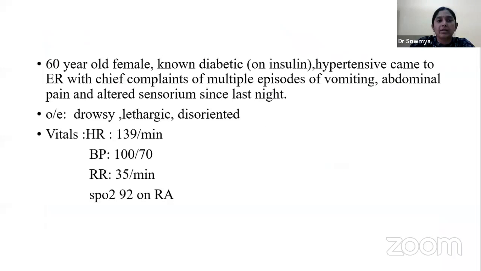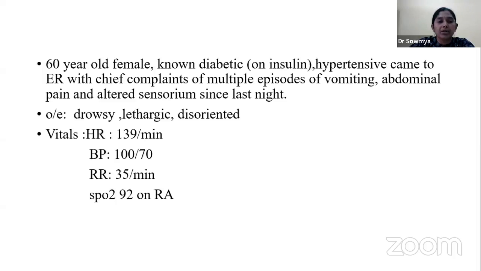So first we'll start with the case presentation. The case is a 6-year-old female, non-diabetic, who was on insulin and hypertensive, who came to the ER with chief complaints of multiple episodes of vomiting, abdominal pain, and altered sensorium since last night.